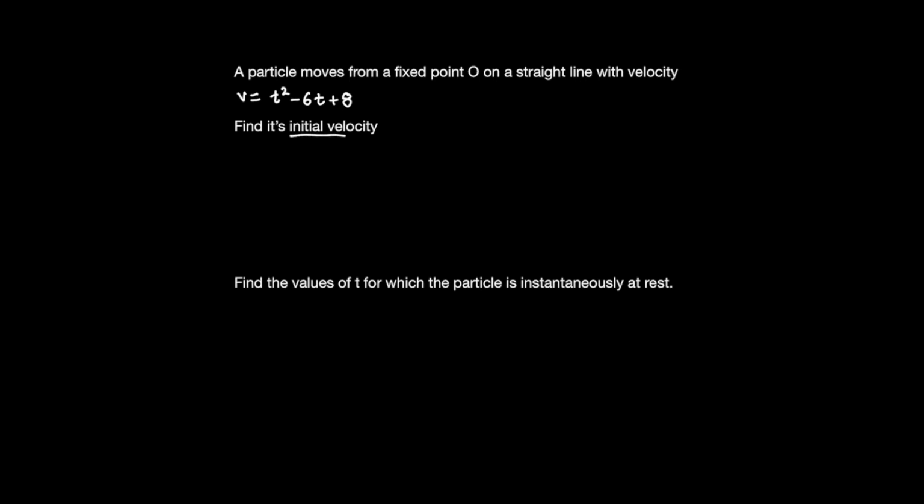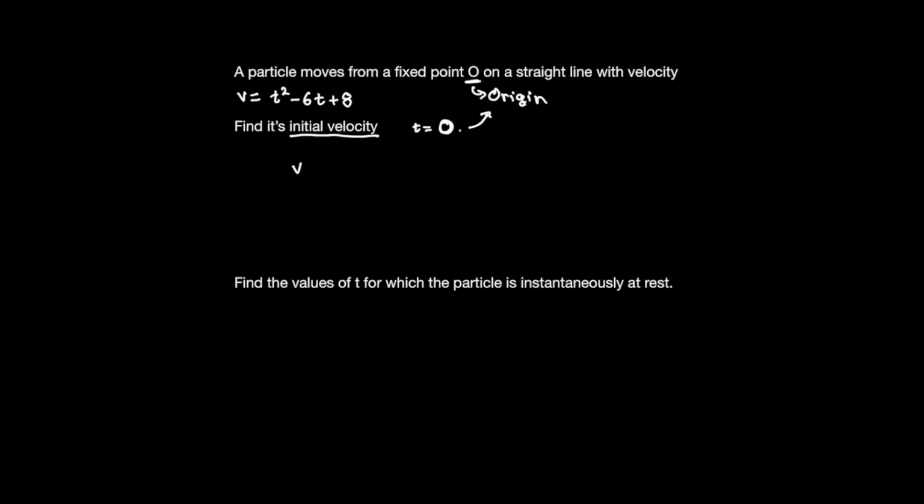Find the initial velocity. This is your first keyword. Initial velocity means velocity when t is equal to 0. And over here, point O is nothing but the origin, the point from where it starts. At t is equal to 0, the particle will be at the origin. What is the initial velocity?